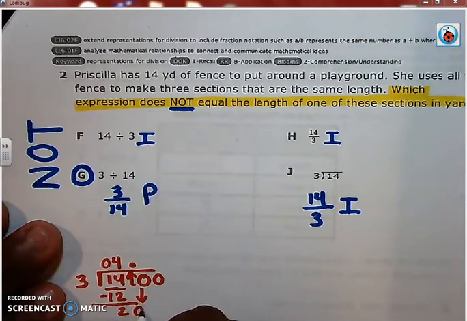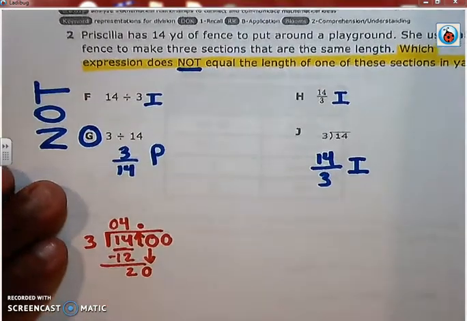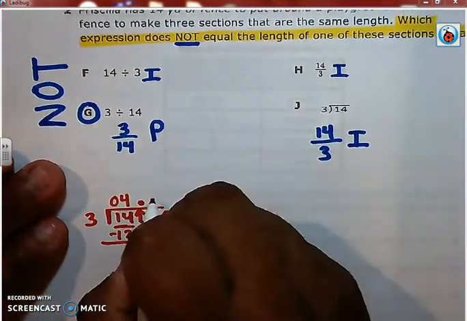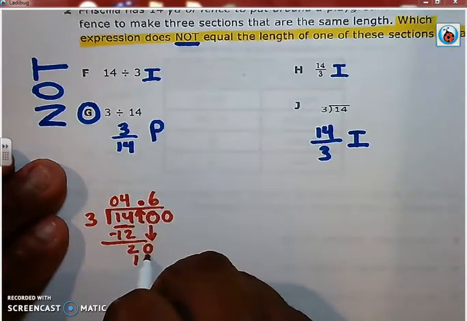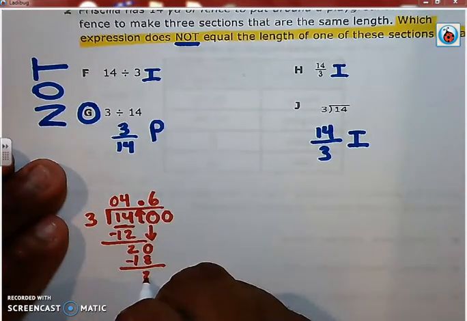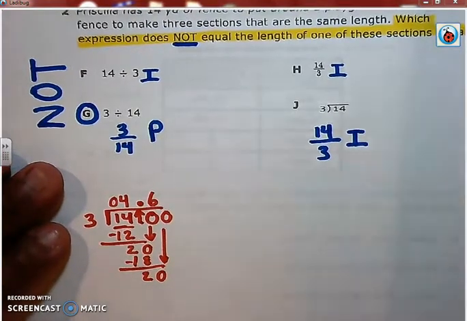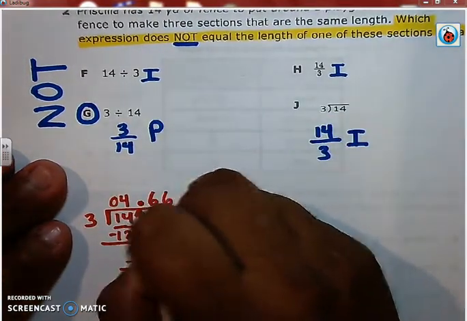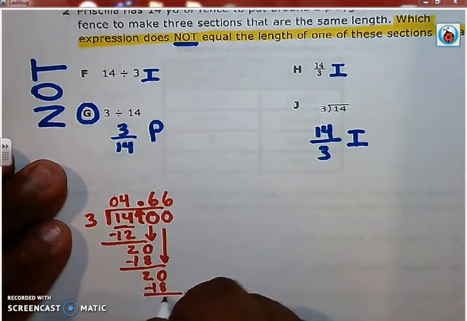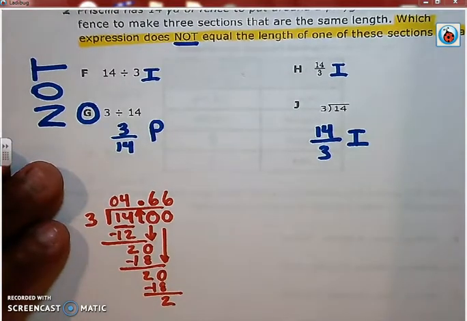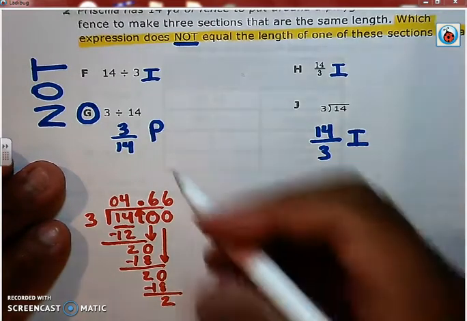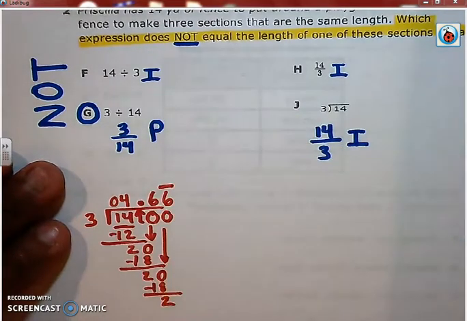Brother bring down. 20 controllers. Can 3 people play? Yes. 6 times. Sister subtract 2. Brother bring down. I have 20 controllers. Can 3 people play? Yes. 6 times. 18 to remember. 2 is our remainder. It's going to keep going forever and ever. So we can put a repeating bar over the 6.